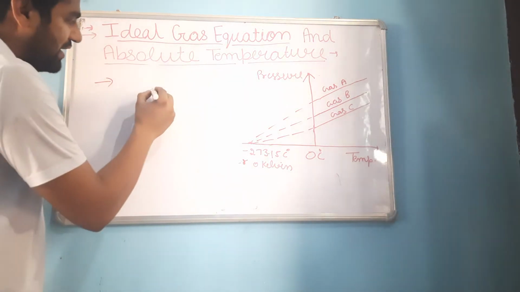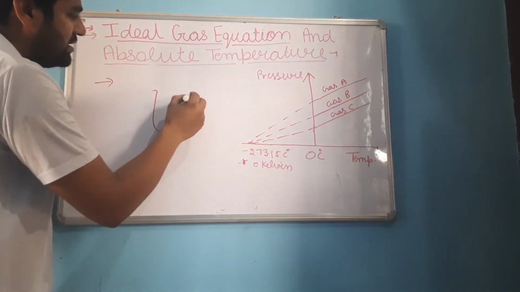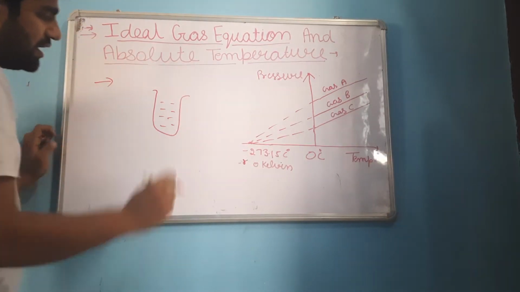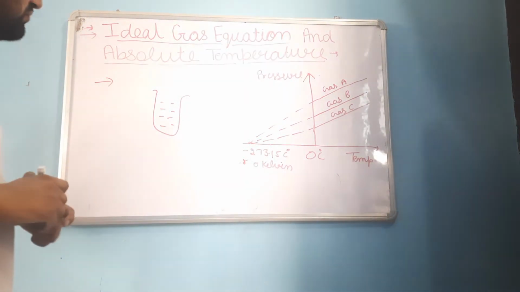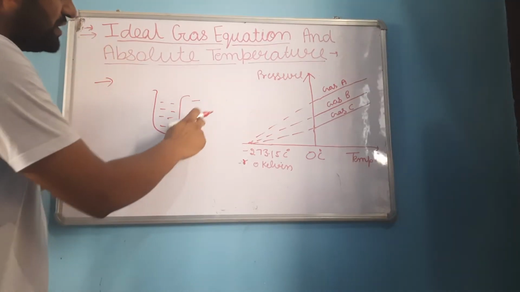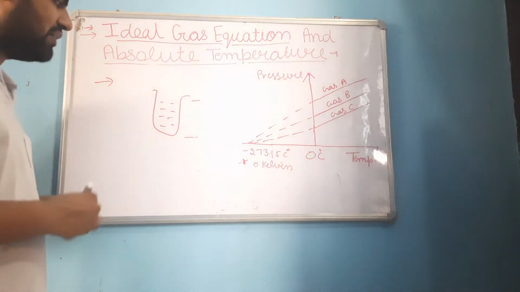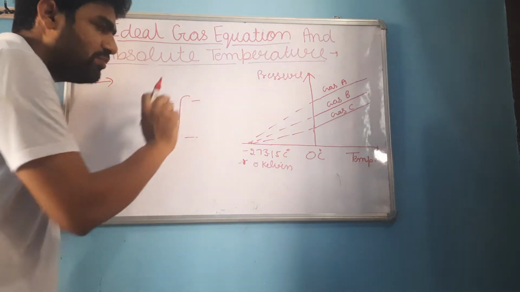In that, we have taken liquid in a thermometer. This is our thermometer, and we have taken liquid in it. For this liquid, we have fixed two points, freezing point and boiling point. But for different liquids, we were getting different freezing and boiling points.